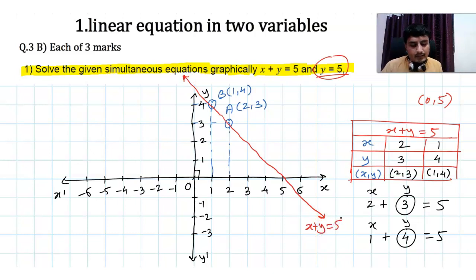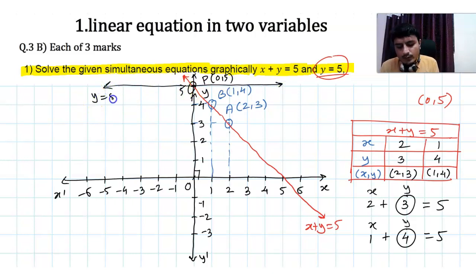Now the next line we have is y equals 5. So let's extend the y-axis. Somewhere here we have, after that 4, a 5. This point we assume as P, that is (0, 5). So the line which is parallel to the x-axis passing through the point (0, 5) has the equation y equals 5. Now to find the solution of the given simultaneous linear equations in 2 variables graphically, we have to find the point of intersection of both lines.